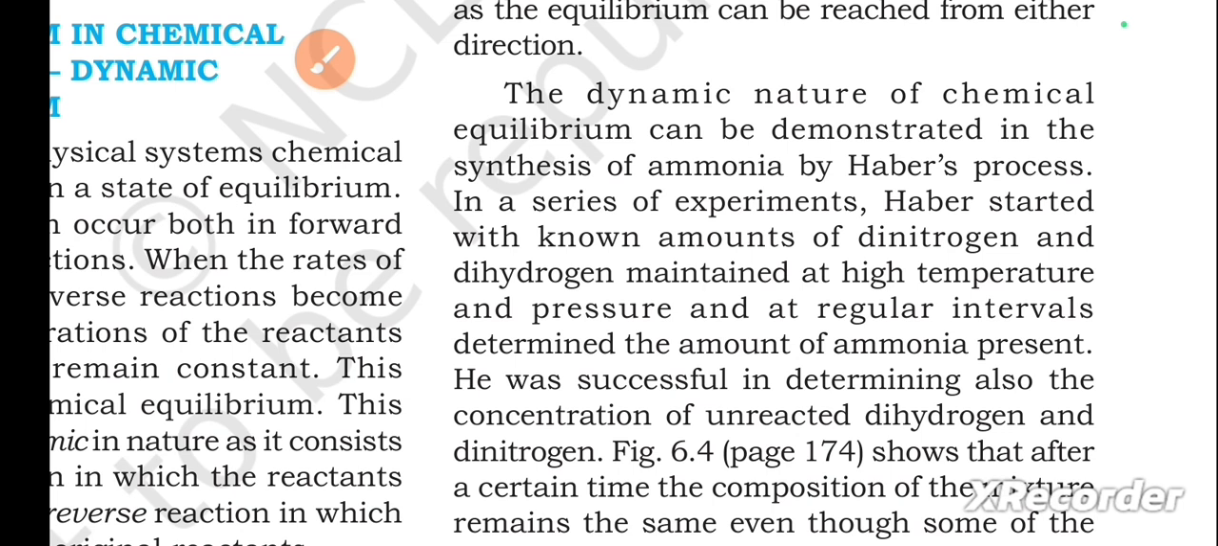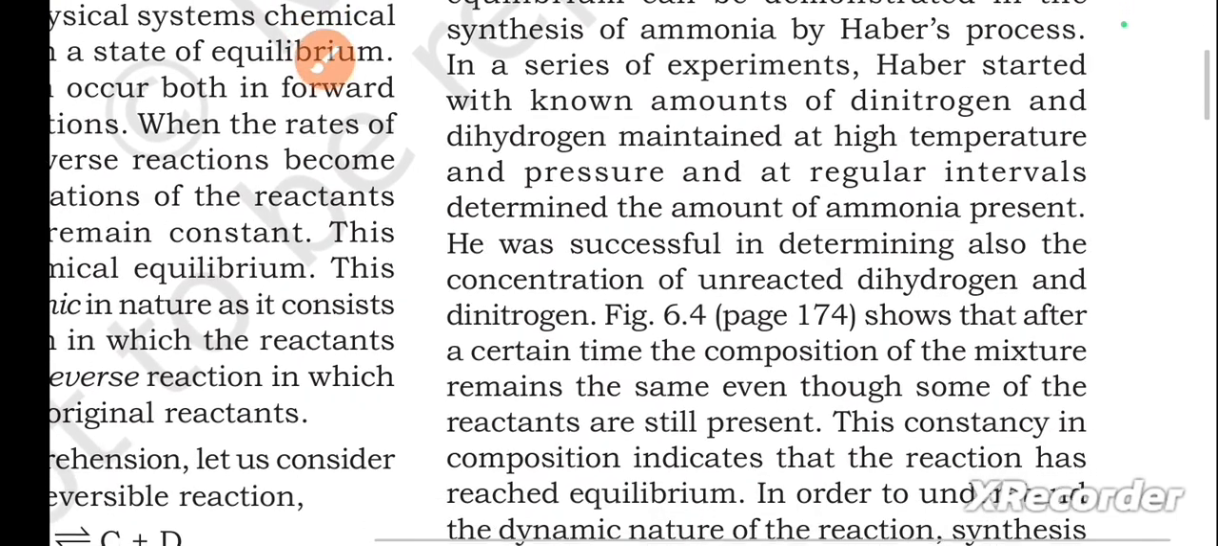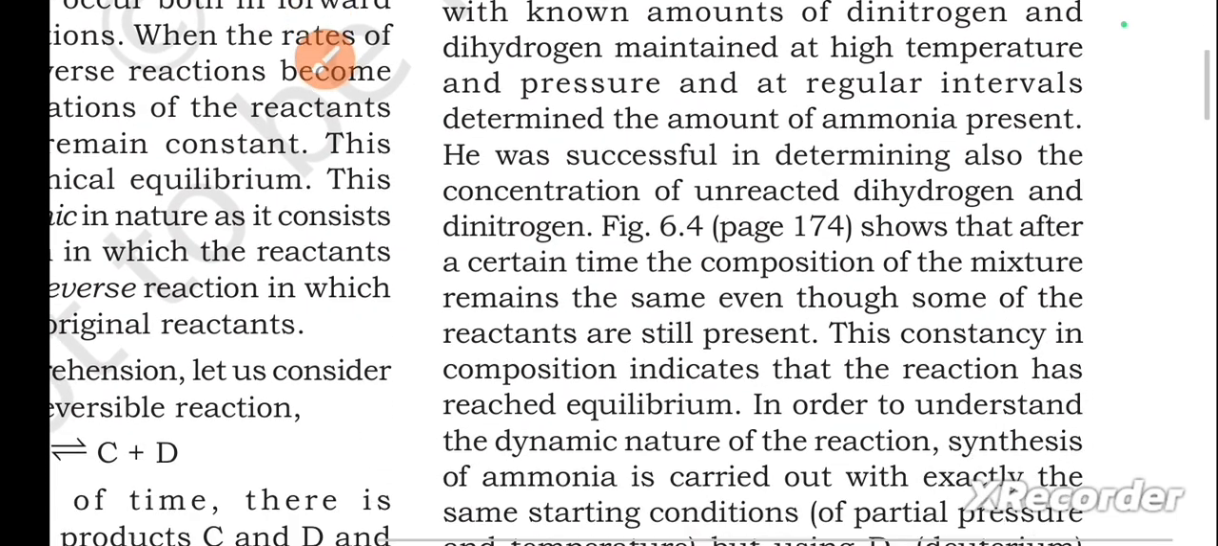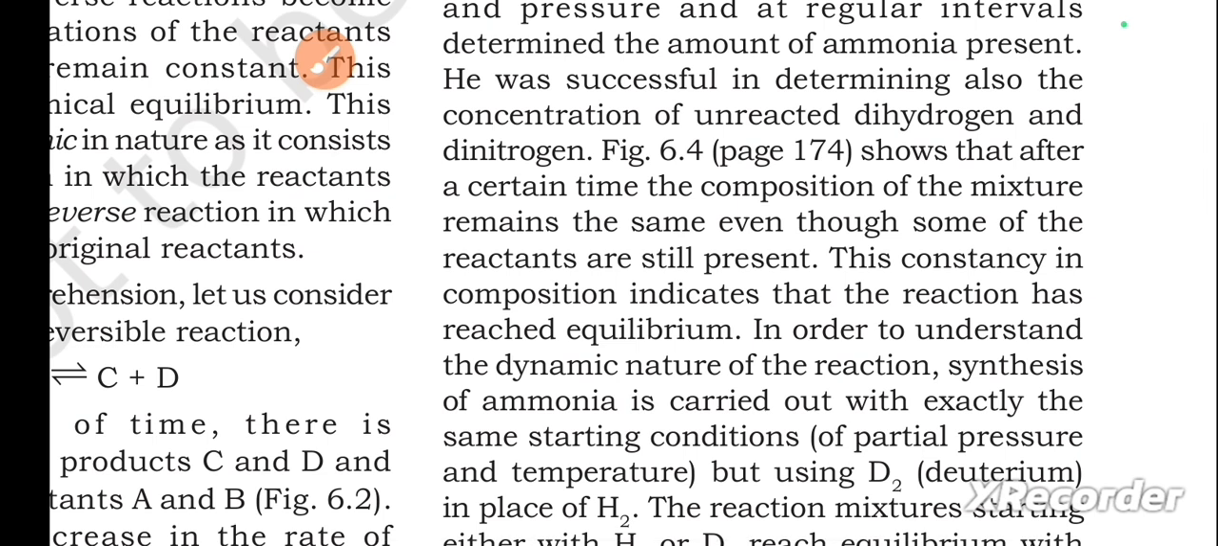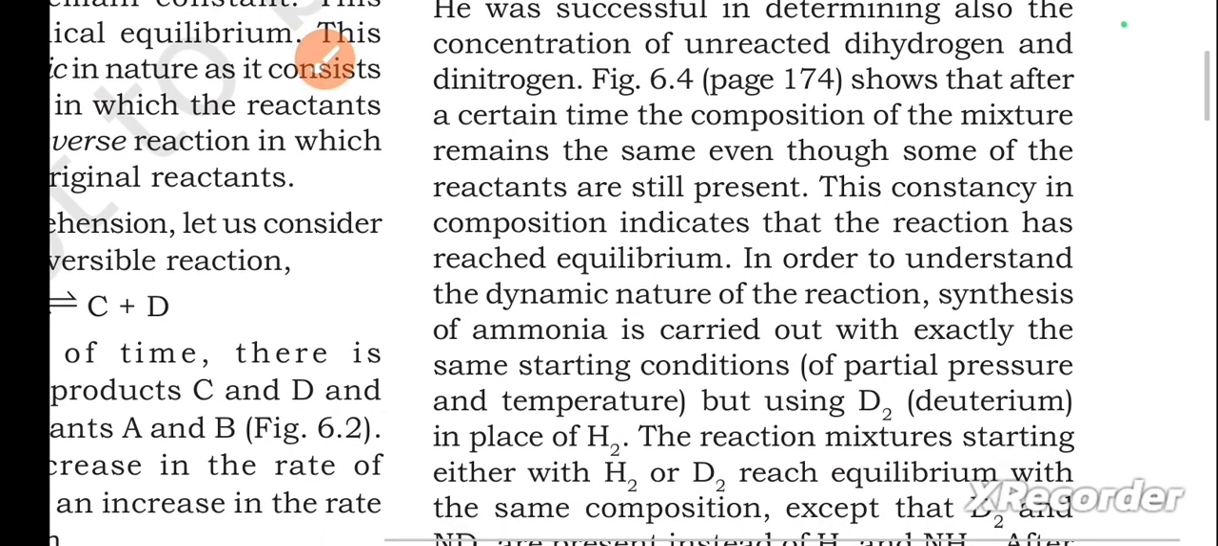In a series of experiments, Haber started with known amounts of dinitrogen and dihydrogen maintained at high temperature and pressure, and at regular intervals determined the amount of ammonia present. He was successful in determining also the concentration of unreacted dihydrogen and dinitrogen, which shows that after a certain time the composition of the mixture remains the same even though some of the reactants are still present. This constancy in composition indicates that the reaction has reached equilibrium.